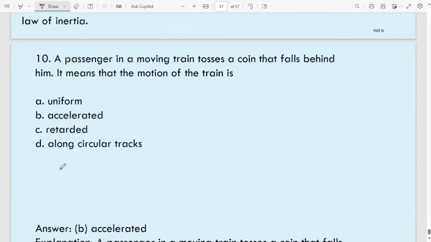It will indicate the motion of the train is accelerated, because when a train is moving, you will observe a change in velocity. Change in velocity means the train is getting accelerated.